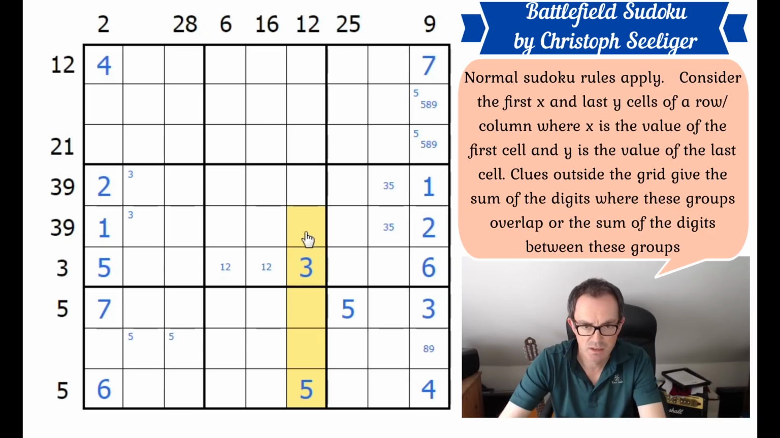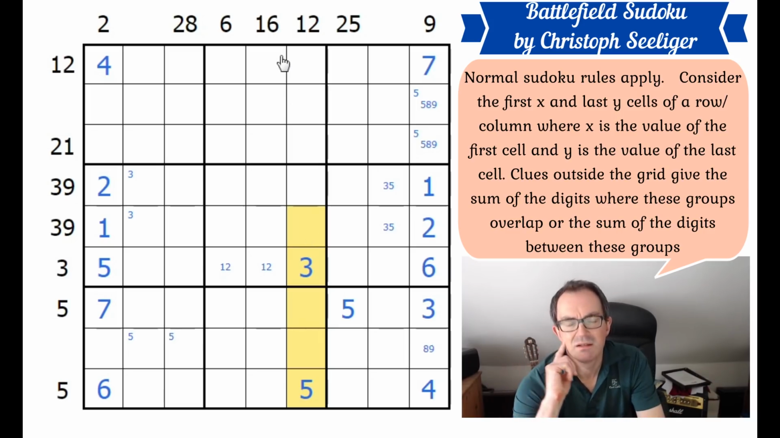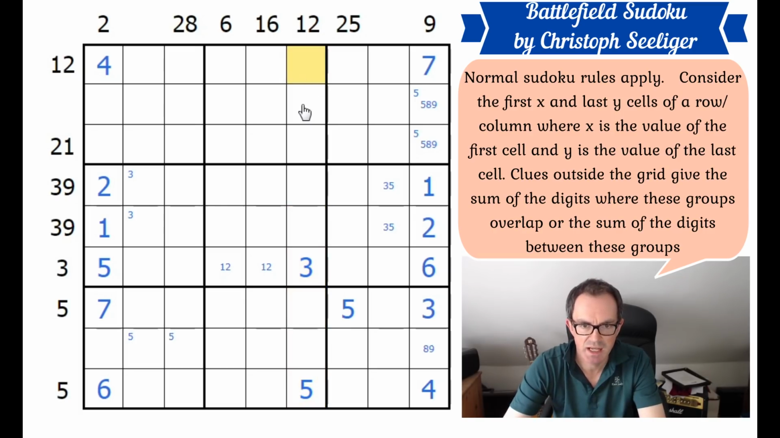5 here. So the 12 could be... Well, it can never add to 8 or to 10, because it must be a 2-cell total. But it could be a 3-cell total. So we're looking at either... The problem is this isn't very restricted in any good way, is it?